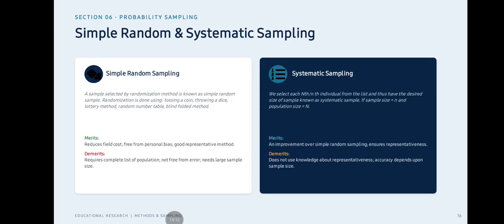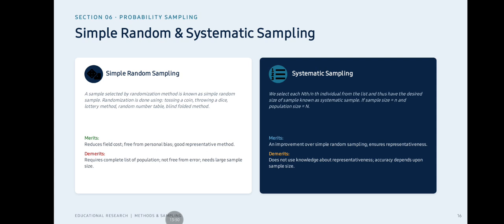Next is simple random and systematic sampling. Simple random sampling. A sample selected by the randomization method is known as simple random sample. Randomization is done using tossing a coin, throwing a dice, lottery method, random number table, blindfolded method. Its merits: reduces field cost, free from personal bias, good representative method. Demerits: requires complete list of population, not free from error, needs large sample size.